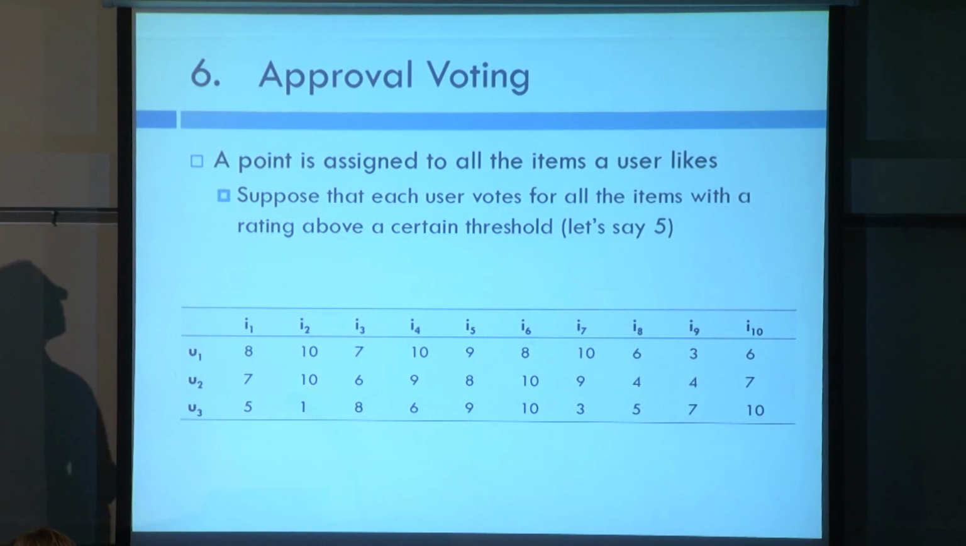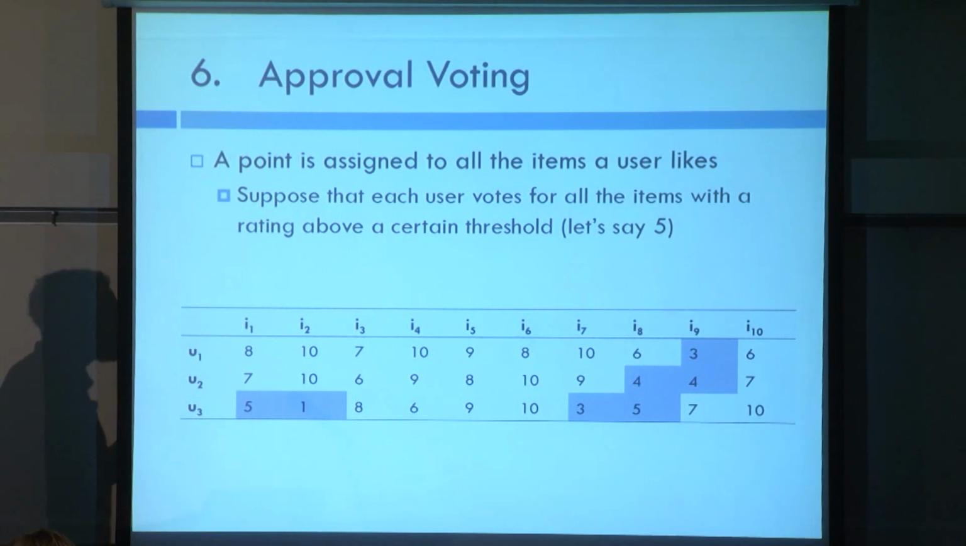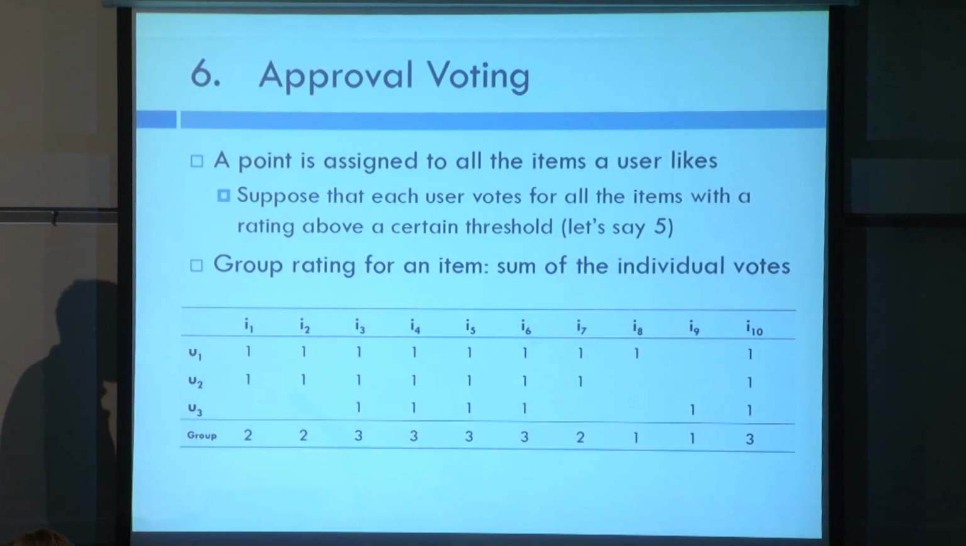The next strategy we're going to analyze is called approval voting, and assigns a point to all the items the users like. Suppose that each user votes for all the items that got a score higher than 5. So these ratings that you see highlighted would not be considered, because they would have a score that is too low, and to all the other items we assign a point. What the strategy does is to sum the individual points in order to rank the items to recommend to the group.